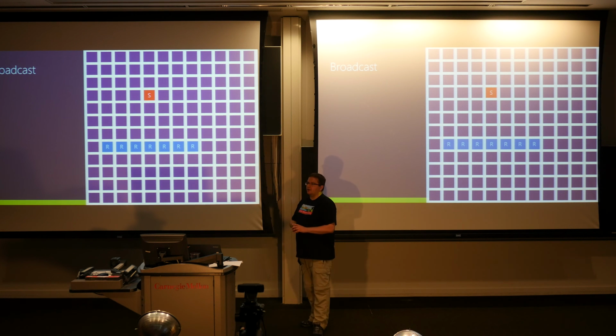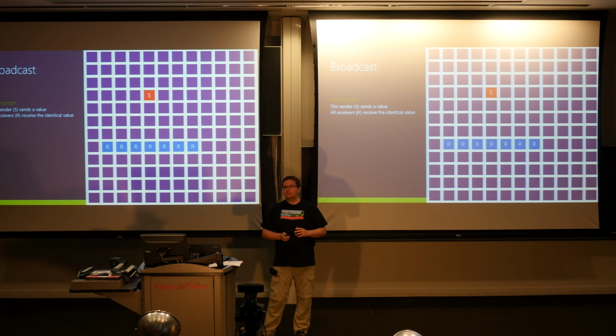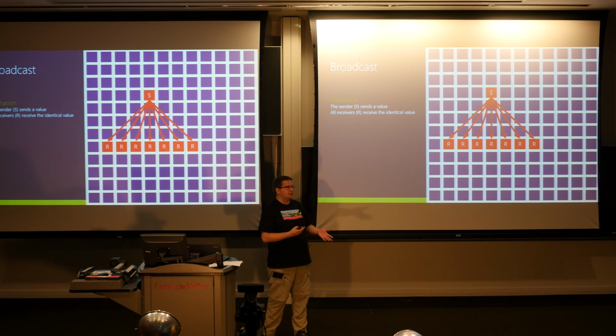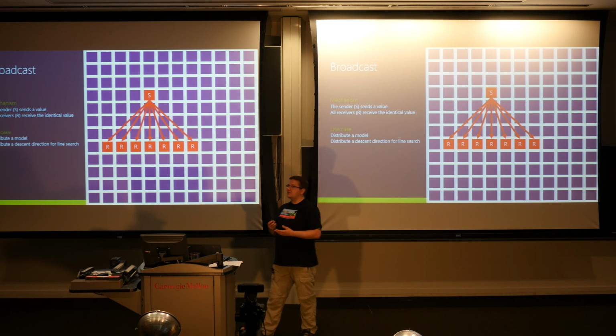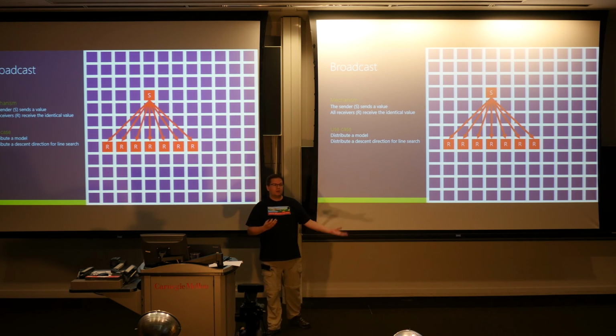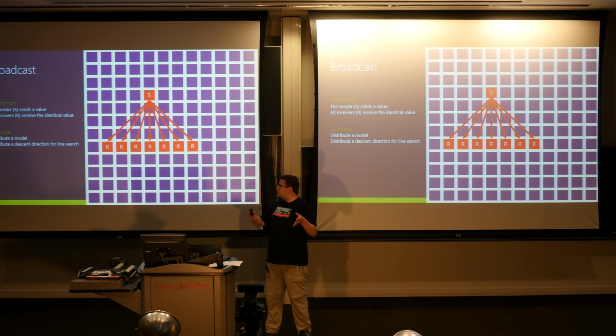The first one is broadcast. Broadcast is super straightforward. You have a single sender that sends the exact same value to all the receivers. Right? This could, for example, come up when you want to distribute your model. If you do gradient descent or any of these algorithms, you might want to distribute your model to a couple of machines. Each of those machines holds a partition of the data set. Right?